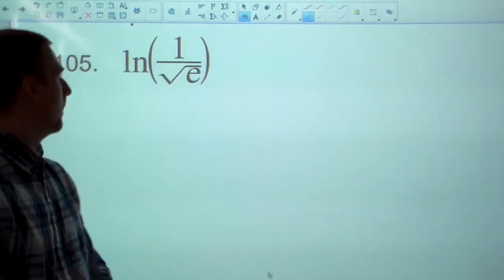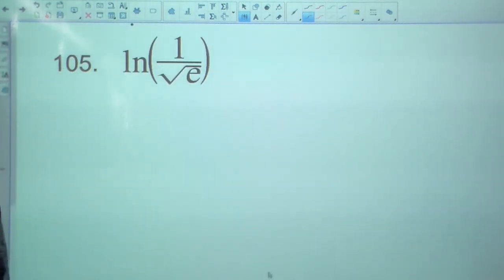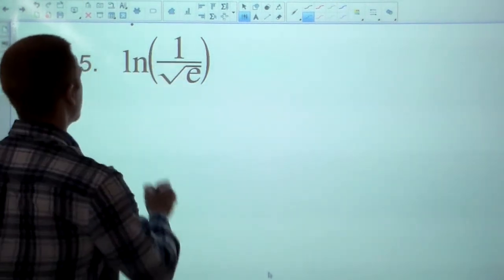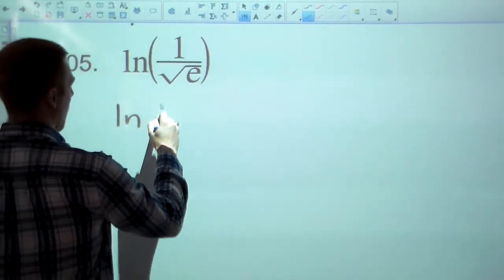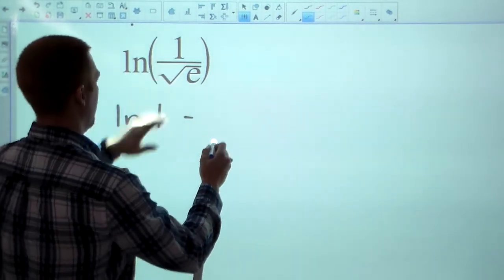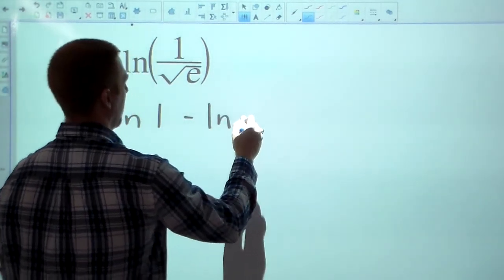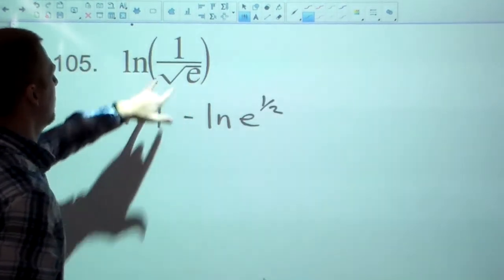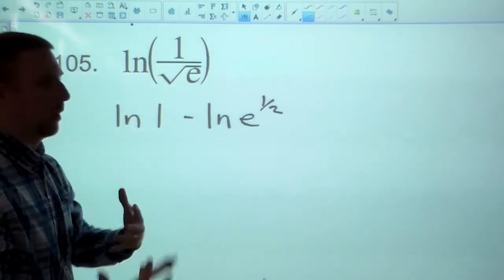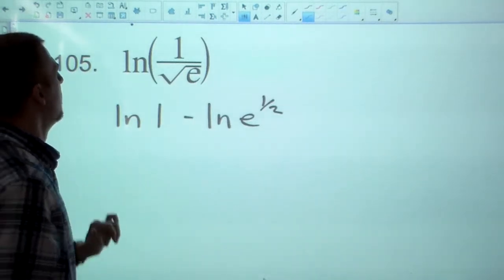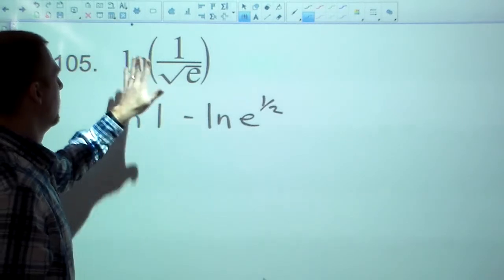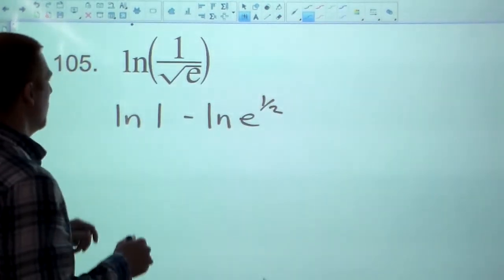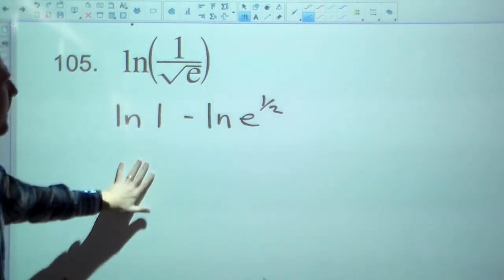And finally, we have log of 1 over the square root of e. So right away, I'm seeing log of something divided by something else. So I want to expand that and say log 1 minus, because these are divided, log, and instead of square root of e, I'm going to go ahead and say e to the 1/2. So I did a couple things there. I'm seeing these are divided, so their logarithms are going to be subtracted. And I've got log 1 minus log square root of e. And I wrote square root as e to the 1/2.